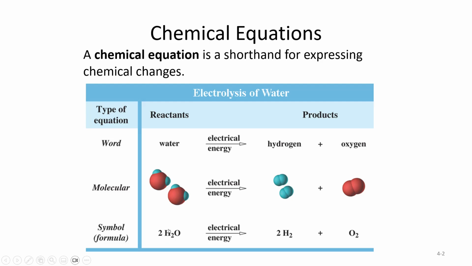So since we have 2 molecules of H2O, we essentially have 4 H's and 2 O's. So on the other side of the equation, you can see we have 4 H's and 2 O's. So this is just setting the stage for balancing those chemical equations.